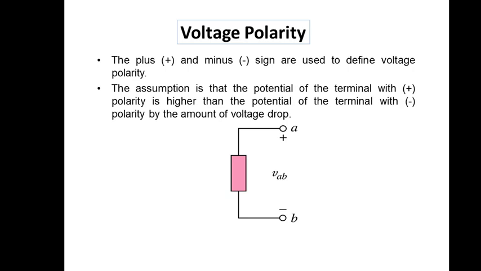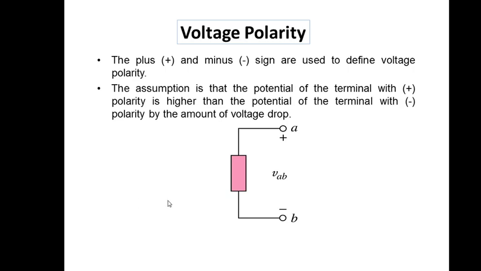In this case we need to represent symbols, that is plus and minus signs. So plus and minus signs are used to define voltage polarity. The assumption is that the potential of the terminal with positive polarity is higher than the potential of the terminal with negative polarity by the amount of the voltage drop.